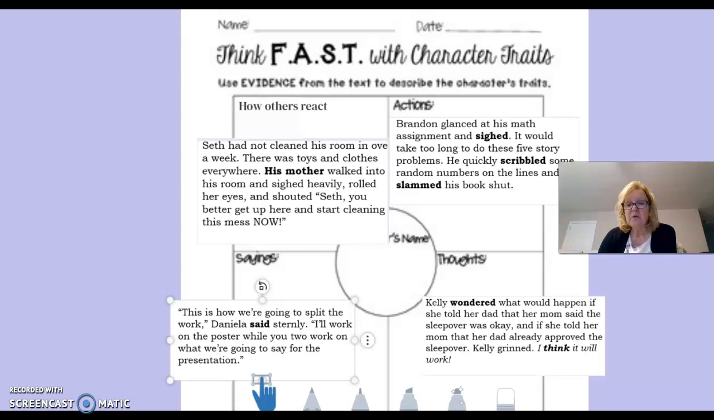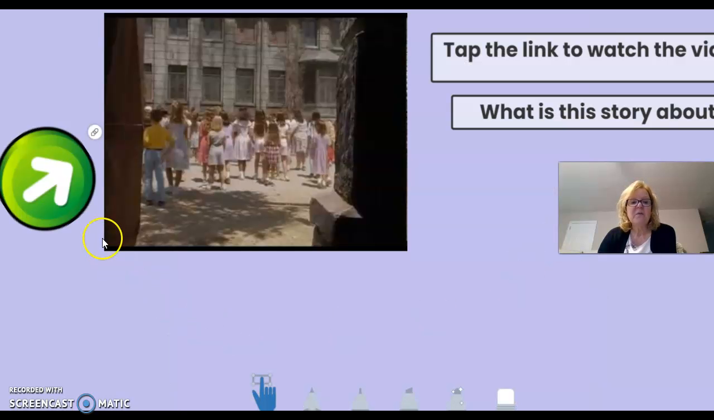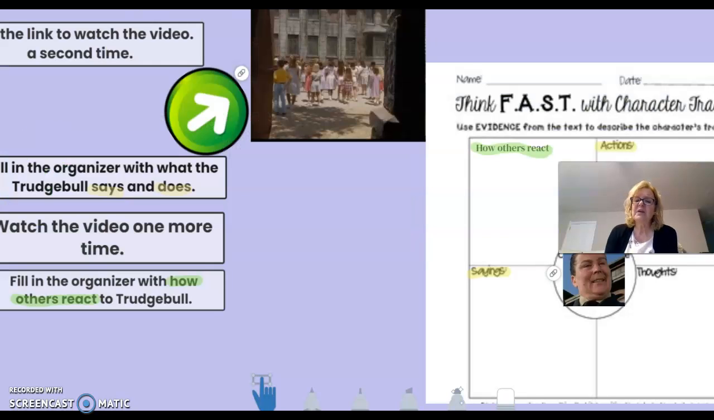So what you are going to do is you are going to be watching a movie. You're going to watch it 3 times. First time you're going to watch it, you're just going to figure out what is this story about? And you're going to type something to tell what this story is about. You're going to go to the next slide and you're going to watch the story a second time. And you're going to fill in the organizer for yellow things. We're focusing on Trudgebull. There she is right there. And what she says and what she does. So you're going to fill in things with actions, what she does and what she says.